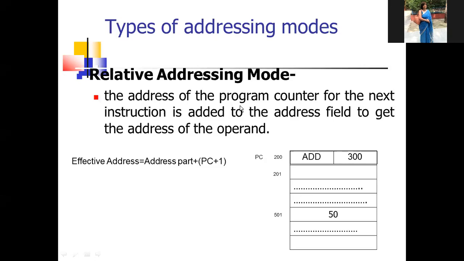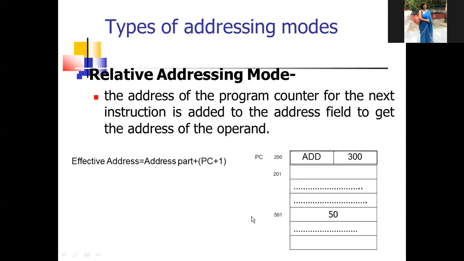So as per the definition of the relative addressing mode, what is the formula of the effective address? The address part, this 300, is added to the value of PC plus 1. PC is the program counter. What is the value of PC plus 1? PC presently points to the current instruction, and PC plus 1 will point to the next instruction, the address of which will be 201. So the address of the next instruction, 201, is added to the address part in order to get the value of the effective address.